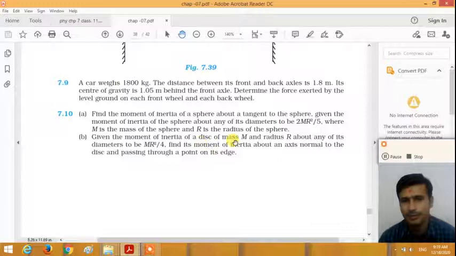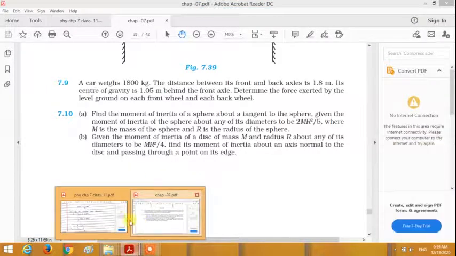given the moment of inertia of the disk of a mass m and radius r about any of its diameter to be mr square by 4. So here the moment of inertia of the disk about its diameter is mr square by 4. Find its moment of inertia about an axis normal to the disk and passing through a point on its edge. So we need to find the moment of inertia about the axis normal to the disk and passing through a point on its edge. That is the tangent, right? Moment of inertia about a tangent. So let us see the solution.